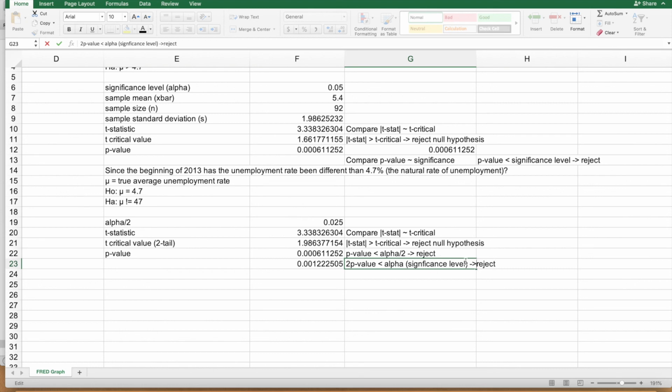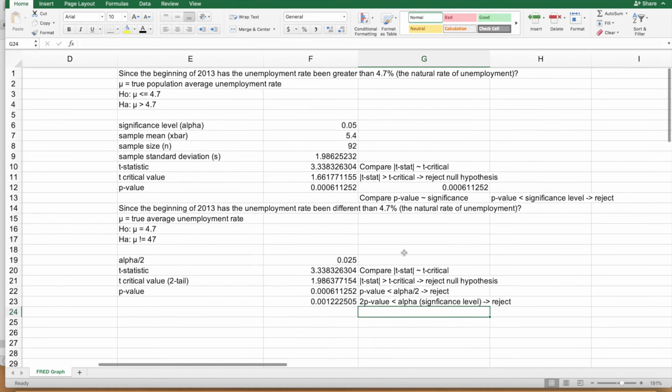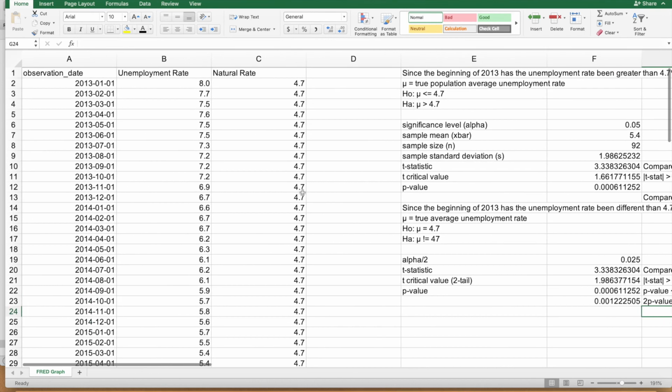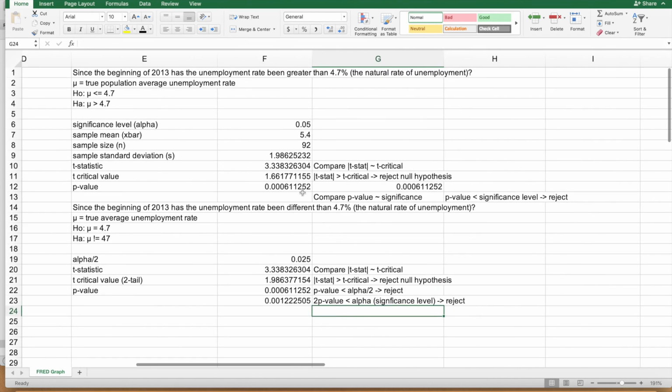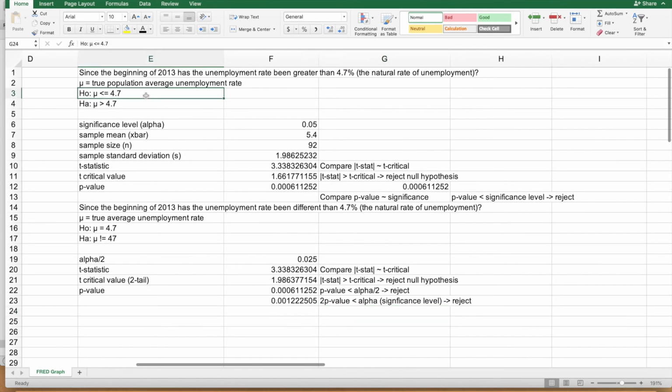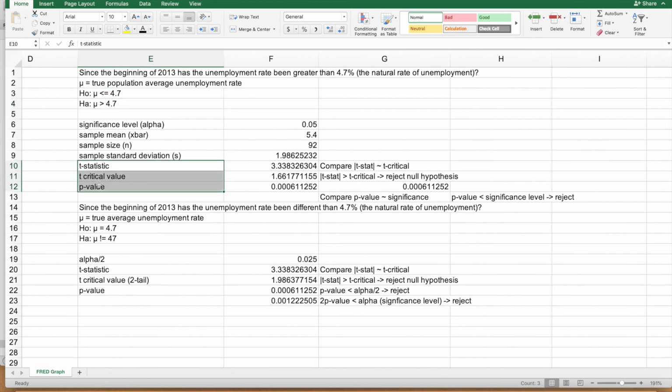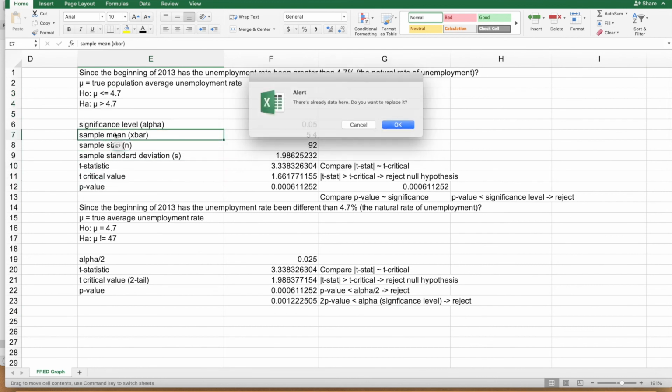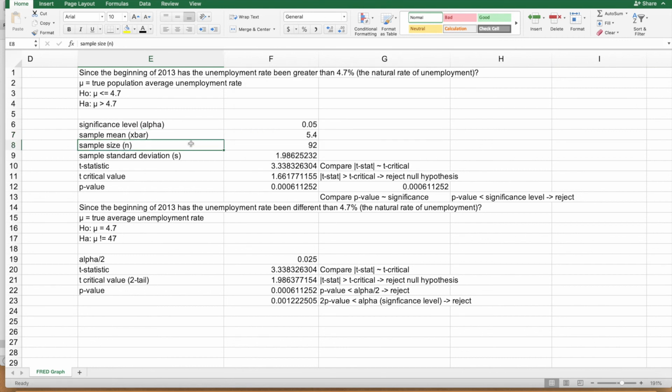Okay? Now, that's it for these two problems. This is how you do those two problems. One thing I want to point out, though, is I did both of these with t, and that's because we had to estimate the standard deviation right here. That means we need to use t, because this question is about a population mean, and we had to estimate the sample standard deviation. Okay?